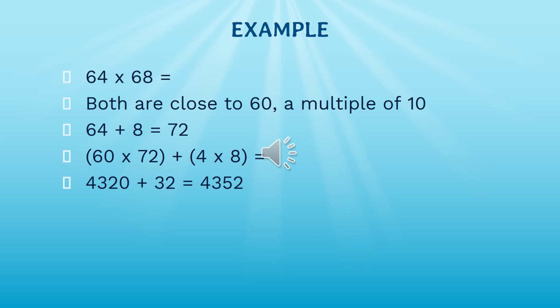So 60 times 72 is also the same as 6 times 72, or 6 times 70, that's 420. 6 times 2 is 12. That gives me 432, and attaching the 0, that gives me 4320 plus the product of 4 and 6. Oh no, that's not 4 and 6, but 4 and 8. 4 times 8 is 32, and adding these two together, 4320 plus 32 is equal to 4352.